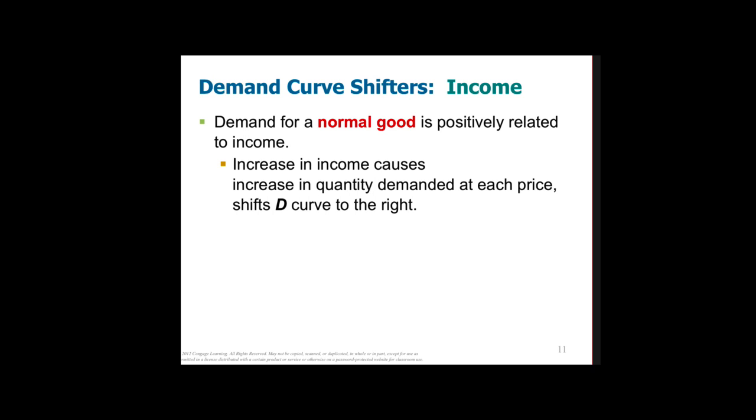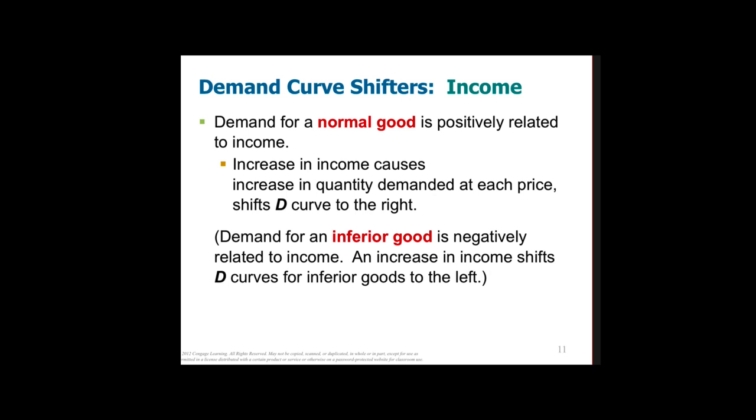Okay? A normal good might be ribeye steak. The more money I have in my pocket, the more ribeye steak I want. The less money I have, the less likely I am to buy a ribeye steak. Okay? The other good that is not a normal good is called an inferior good. And your quantity demanded for an inferior good is inversely related. The less money you have in your pocket, the more inferior good you want. And the more money you have in your pocket, the less inferior good you want.